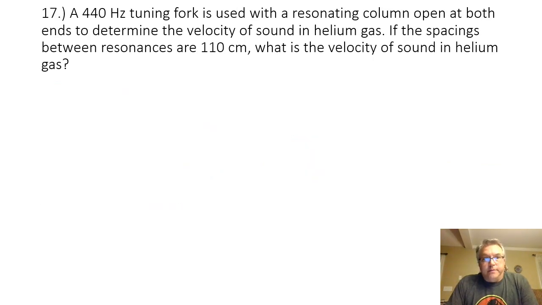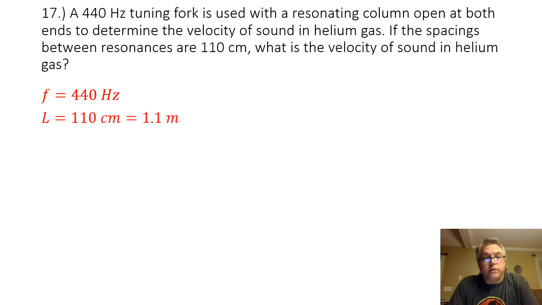Problem 17. A 440 Hertz tuning fork is used with a resonating column to determine the velocity of sound in helium gas. If the spacings between resonances are 110 centimeters, what is the velocity of sound in the helium gas? In this problem, we are again given a frequency. This time it is 440 Hertz. We are given the length between my resonant frequencies, that is 110 centimeters or 1.1 meters, and we are being asked to find the speed of the sound wave, which is in this case in helium gas.